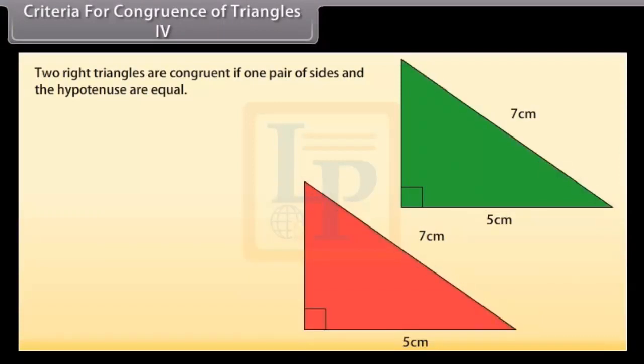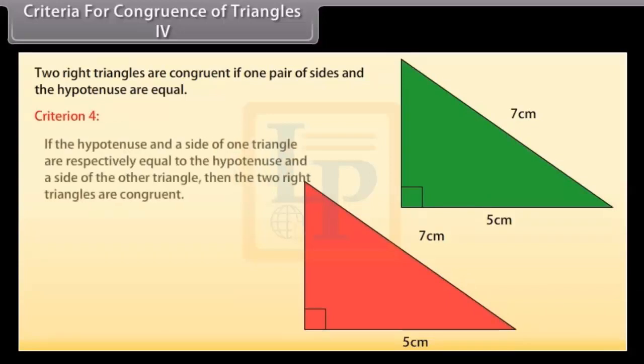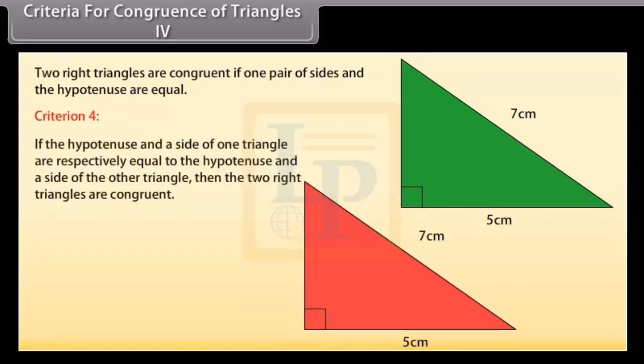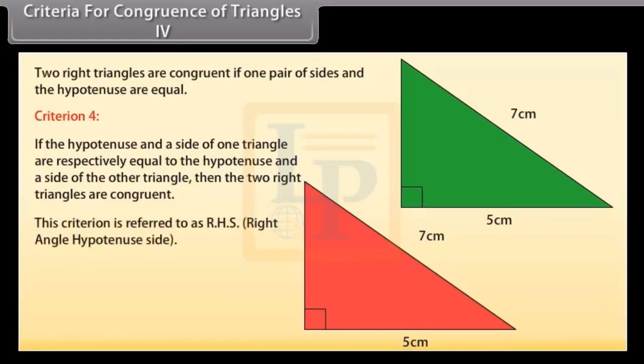This gives us Criterion 4. If the hypotenuse and a side of one triangle are respectively equal to the hypotenuse and a side of the other triangle, then two right triangles are congruent. This criterion is referred to as RHS, right angle hypotenuse side.